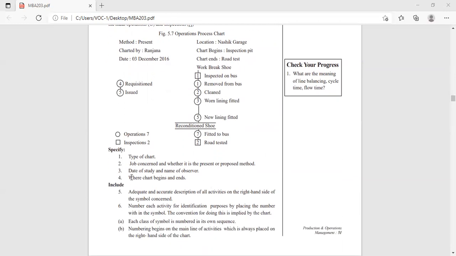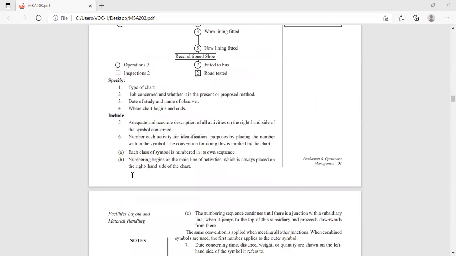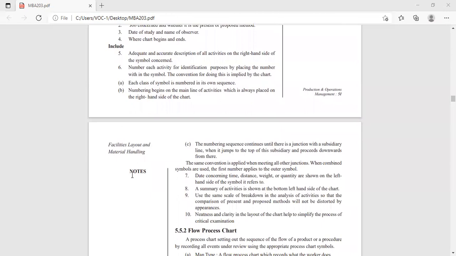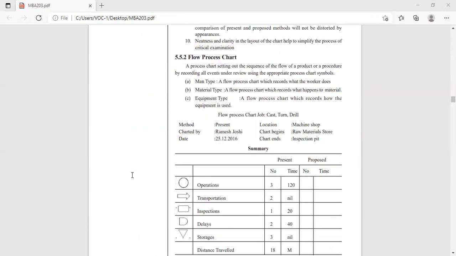So this specifies the type of chart, job concerned, date of study, and where the chart begins and ends. It includes an adequate and accurate description of all the activities, a number for each activity for identification, and each class of symbol. These are included in the process chart.